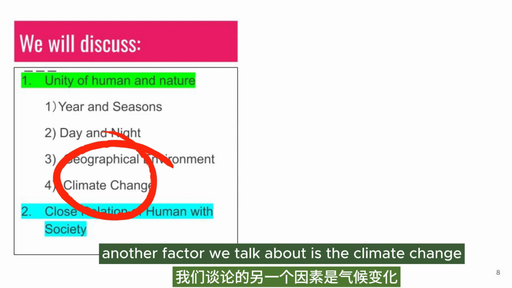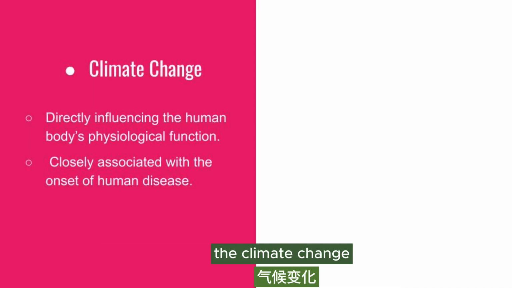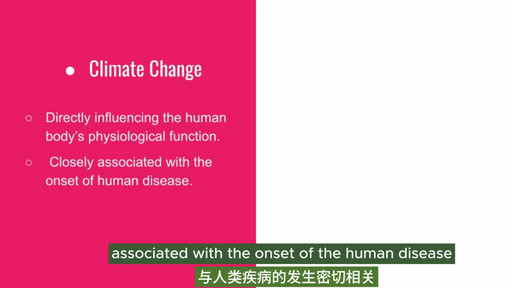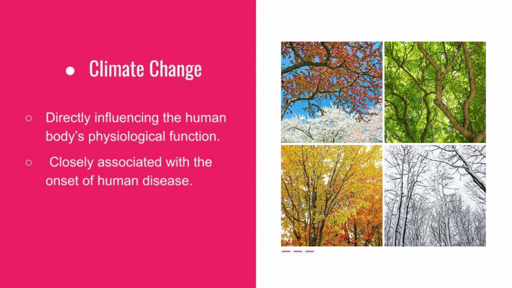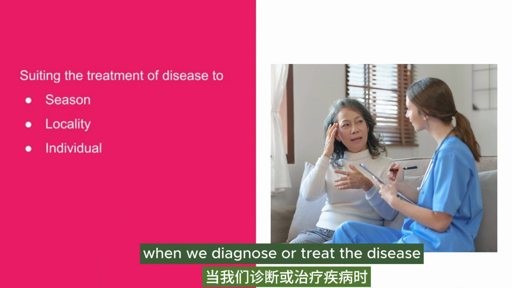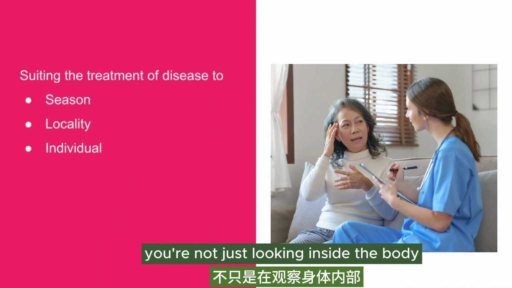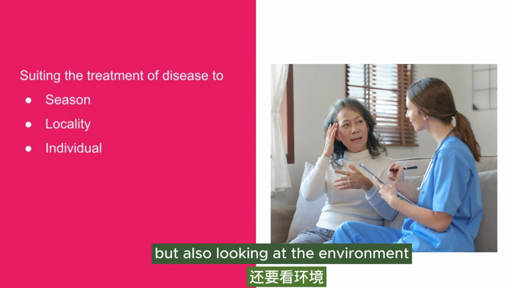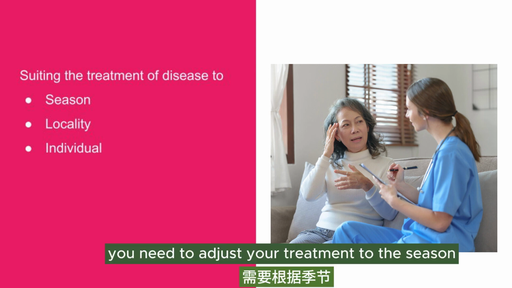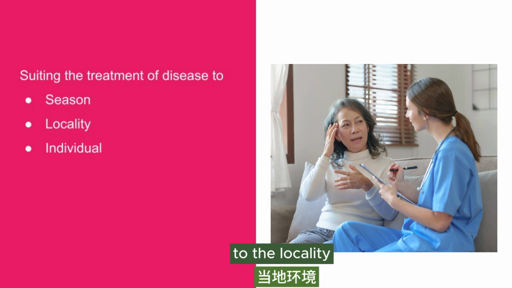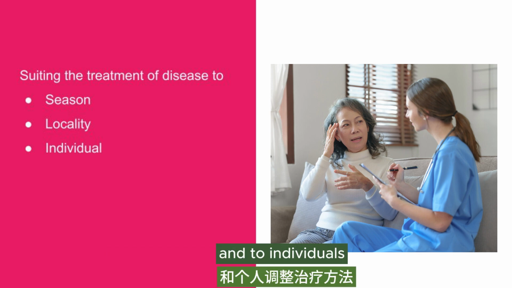Another factor we'll talk about is climate change. Climate change is also closely associated with the onset of human disease. Climate change usually takes much longer, like 30 years, 40 years, to see the change. When we diagnose or treat the disease, you're not just looking inside the body, but also looking at the environment. That is why in TCM, you need to adjust your treatment to the season, to the locality, and to individuals.